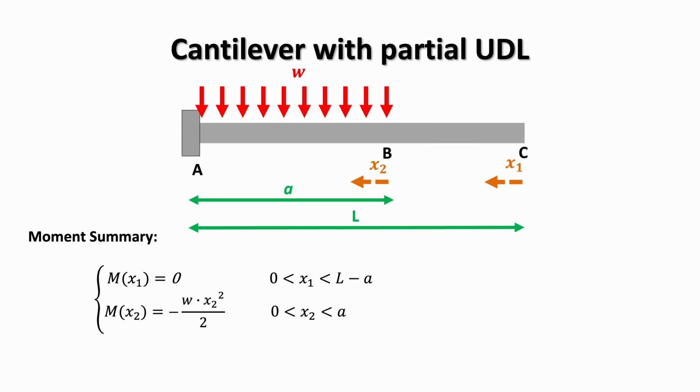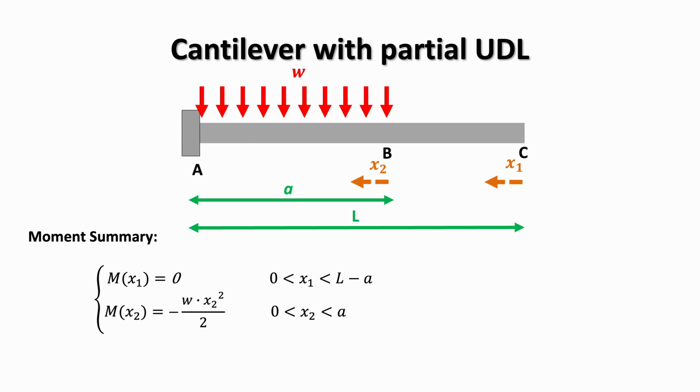We can now summarize the bending moment expressions for the two regions. For region 1, from C to B, the moment is 0, and in this case x1 is between 0 and L minus a. This confirms that the entire overhang CB carries no bending moment and therefore has 0 curvature. For region 2, from B to A, the moment is minus Wx2 squared over 2, and x2 is between 0 and a. Here, the bending moment varies quadratically with distance into the loaded region, as expected for uniformly distributed load. This piecewise definition reflects the physical behavior of the beam.